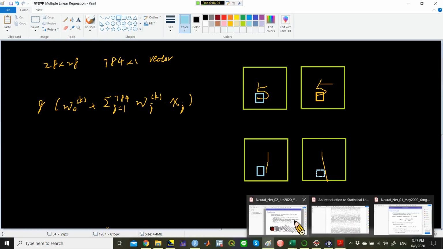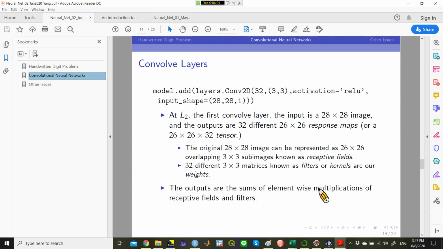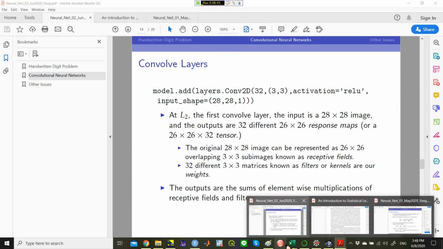Let's go back to our slides. So we split our 28 by 28 image into 26 by 26 different response maps. Each response map is a 3 by 3 sub-image. Then, this is what we do. Let's go back to the blackboard again.